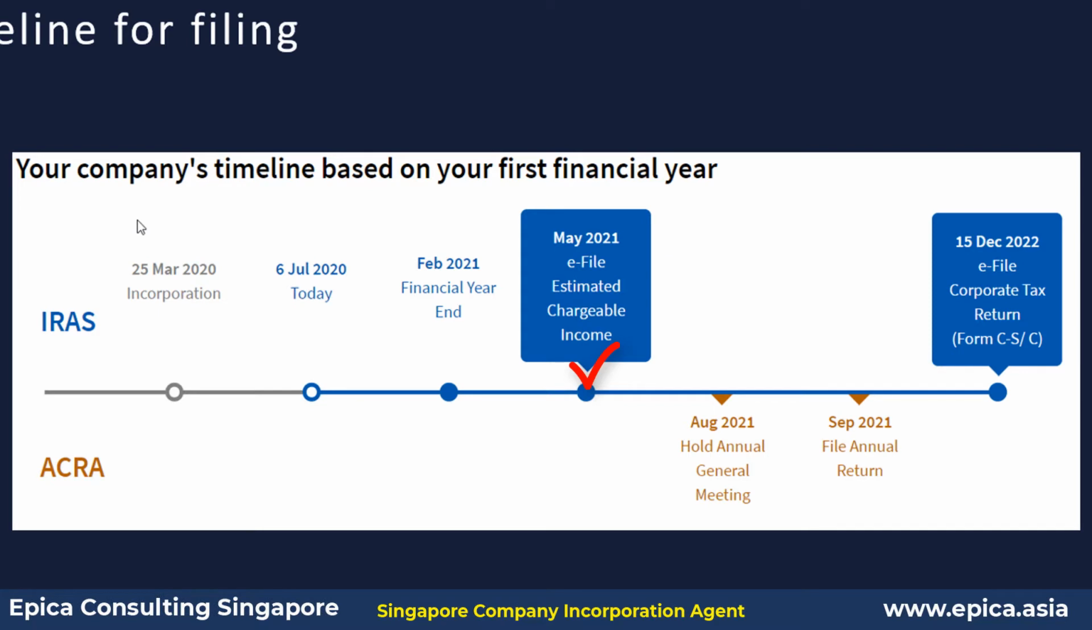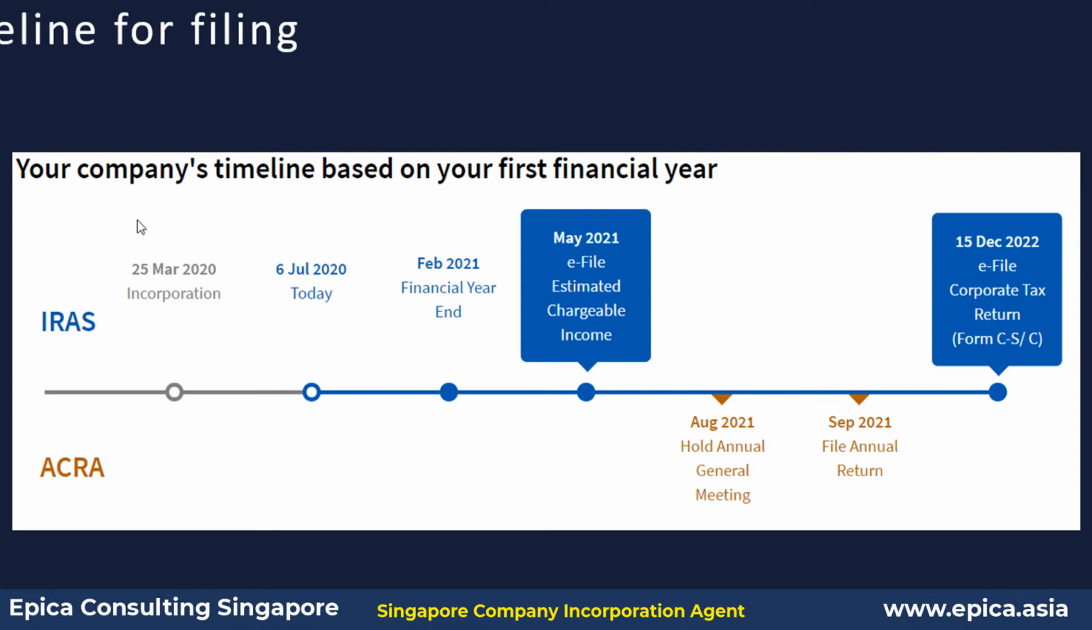So after the financial year closes in February 2021, you will do first filing in 3 months, which is of ECI, and that needs to be done before May 2021. And once that is done, IRS will send you first notice of assessment, which you will have to make the payment. And then by 15 December 2022, you will have to make the final submission of corporate tax return.